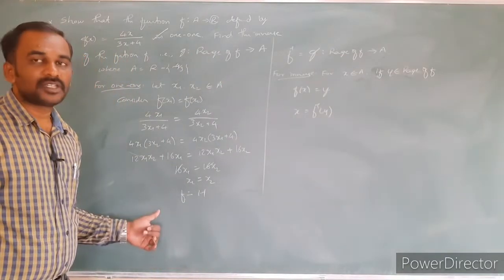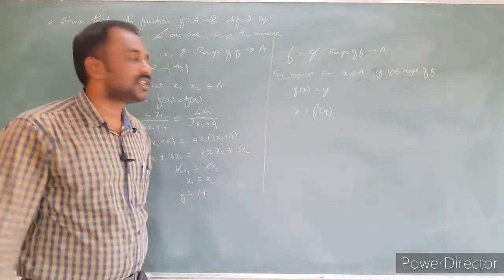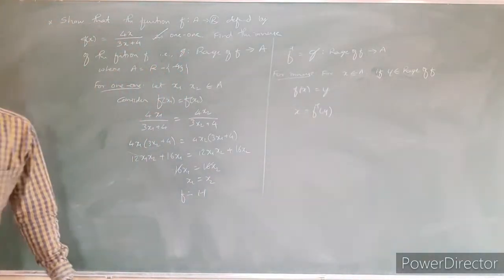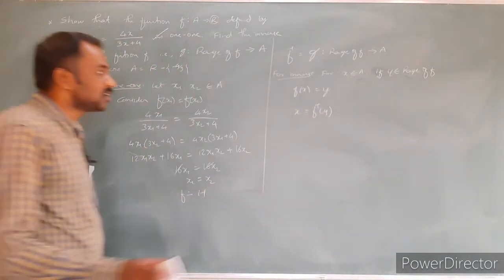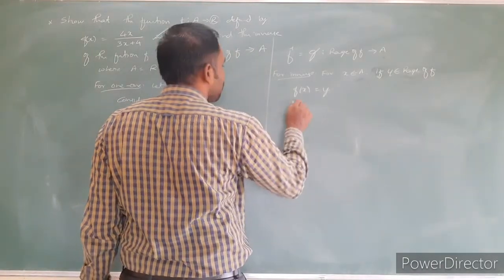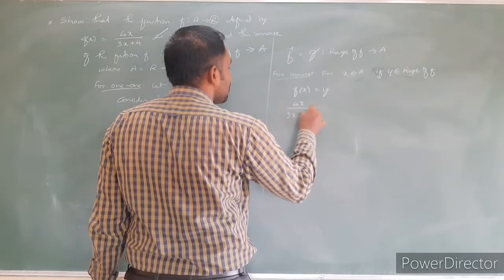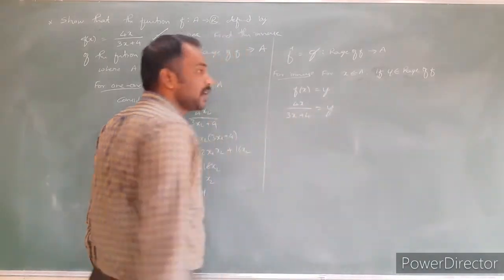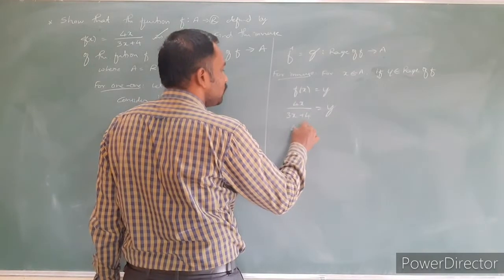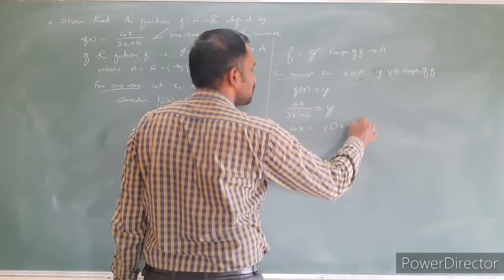Here we have not proved the onto. While proving the onto, we just got the x value. But here we need to find the x value purely in terms of y. How? From the given function, replace the f of x value. What is the f of x value? 4x divided by 3x plus 4 is equal to y. Okay. What will we get? 4x is equal to y into 3x plus 4.